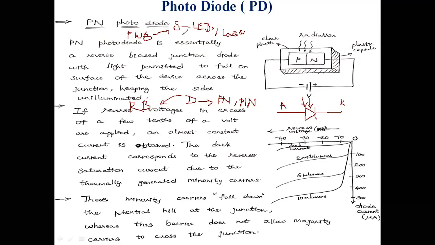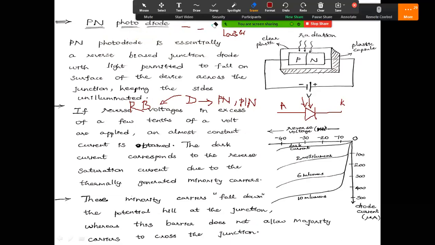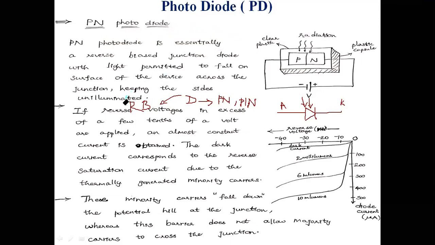These optical sources are LEDs and lasers. These are operated in forward bias condition only, whereas optical detectors, the PN and PIN photodiodes, are operated in reverse bias condition. And we will see now the construction of this PN photodiode.